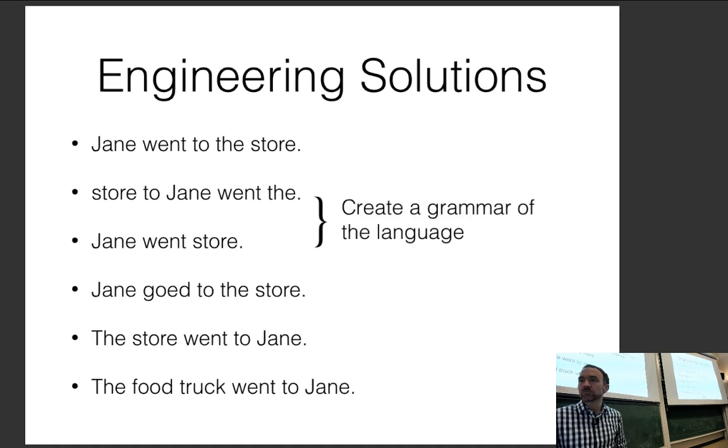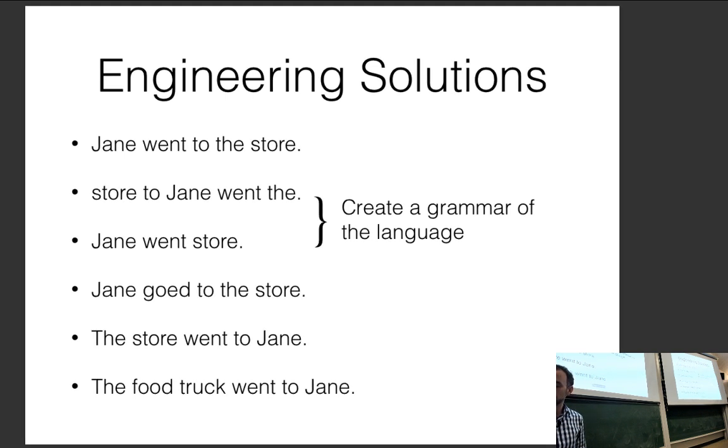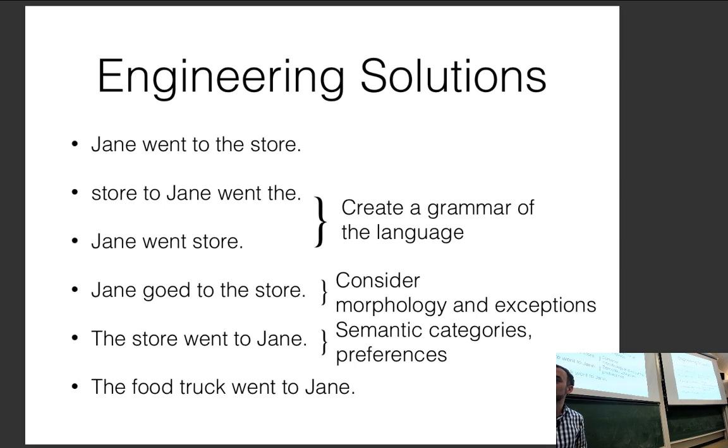And these rules would look maybe a little bit something like this. Create a grammar of the language. So you come up with some grammar of the language with grammar rules and say, well, before a non-plural noun, you need an article most of the time, unless it's a river or something like that, or a noun expressing an action or something. You also need to consider morphology or conjugation, and you also need to consider its exceptions. You need to consider semantic categories and preferences.